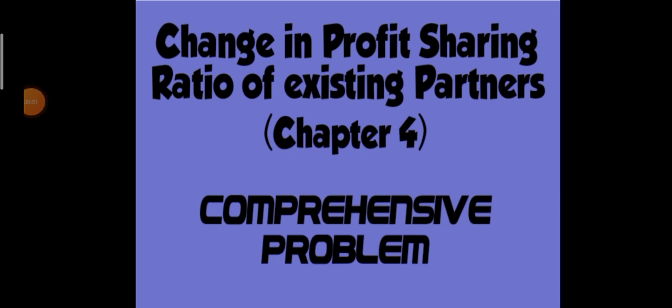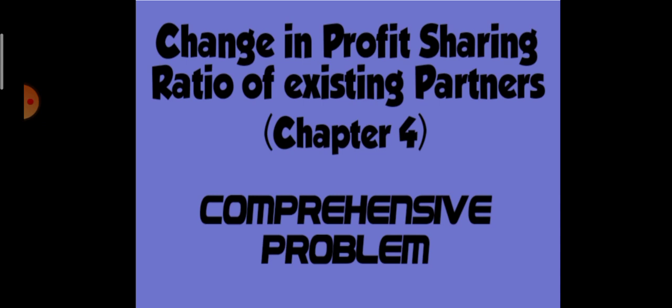After discussing all the adjustments from chapter 4, change in profit sharing ratio of existing partners, today we are going to take one comprehensive problem. That means a problem which will include all the adjustments. Such questions have been asked in the board, generally for 8 marks. If a few adjustments are there, then it may be 6 marks. But the question we are going to discuss today carries a weightage of 8 marks if asked in the board.